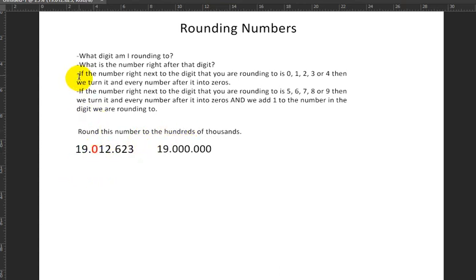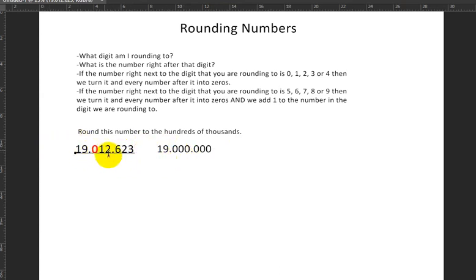What did it say that we do? What is the number right after that digit? Well, right after this digit here is a 1. So we are in the first case, where the number right next to the digit that we are rounding to is 1. So we turn it and every number after it into zeros. The 1 becomes 0, and every number after it also becomes 0, right? And so the number becomes 19 million.